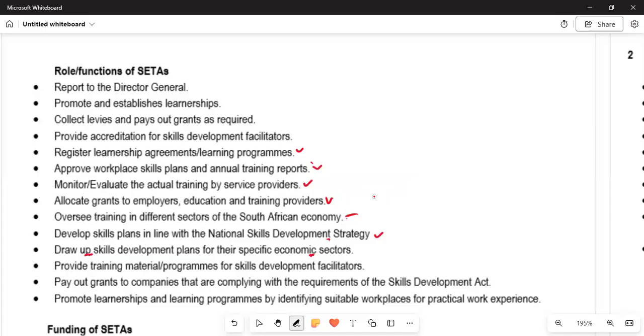They also provide training materials and programs for skills development facilitators. Those training programs are provided to companies that are complying with the requirements of the Skills Development Act. So SETA cannot pay out the grants if you're not complying with the Act. They are making sure that you are complying with the Act. That is when they can pay out the grants to the organization.